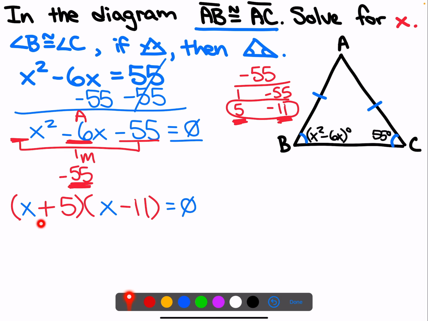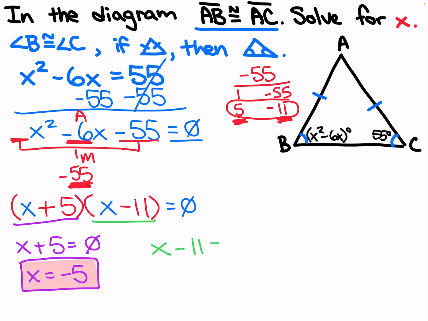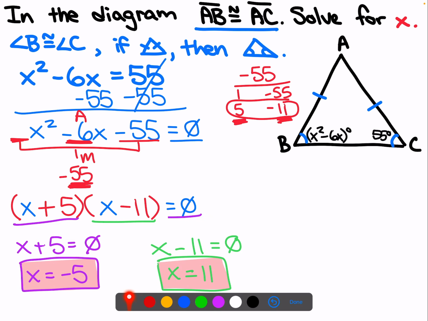If it gets its own bubble, it gets its own equation. So x plus 5 equals 0. X minus 11 equals 0. Solving for both of these, we get x equals negative 5 and x equals positive 11. And then we plug them back in to see if they work.